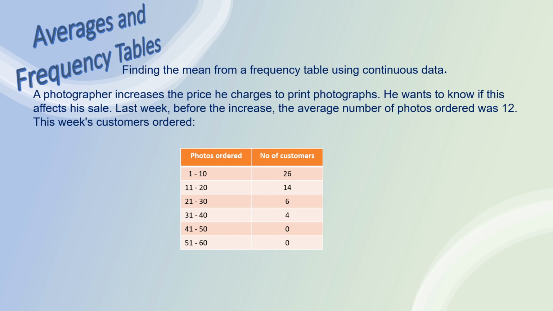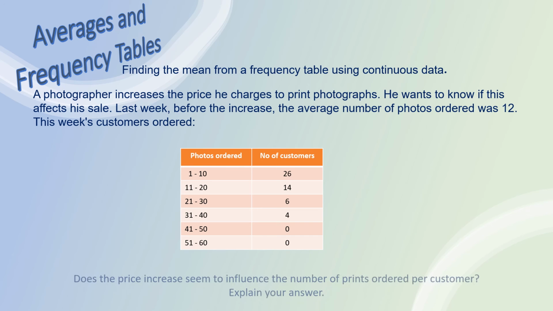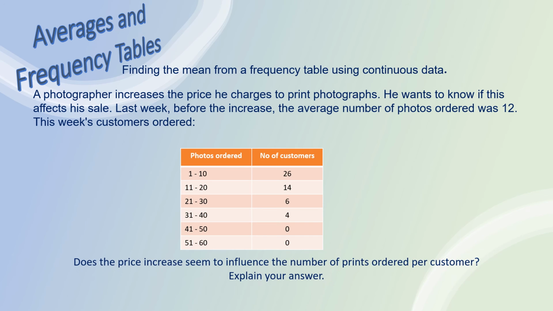All right, but one of the first problems you can see here, we don't have a solid number we can multiply, because this is the X column, this is your frequency column. Okay, so the X and F must be extended out to get the value. But you can see in this case, you can't multiply 26 by 1 to 10. So what we have to do, and you can see the question there, does the price increase seem to influence the number of prints ordered per customer? And it says explain your answer. So let me show you how to do that.